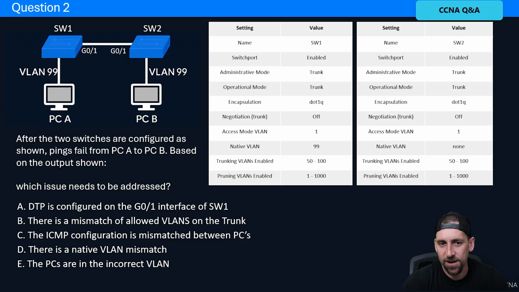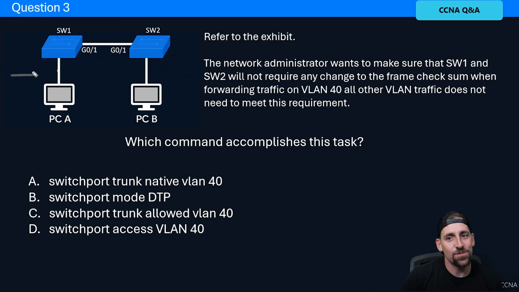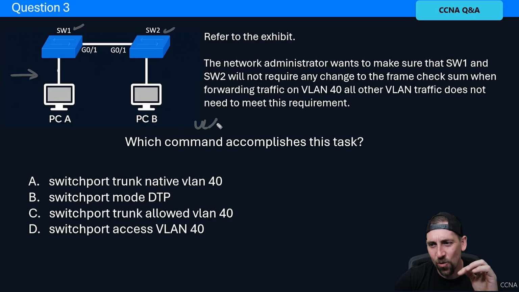And finally, the third question here. So we have another exhibit, a very similar exhibit here. It says, refer to the exhibit. The network administrator wants to make sure that switch 1 and switch 2 will not require any change to the frame checksum when forwarding traffic on VLAN 40. All other VLAN traffic does not need to meet this requirement. Whew, okay, so they're saying that when VLAN 40 gets forwarded, we want no change to the frame checksum?